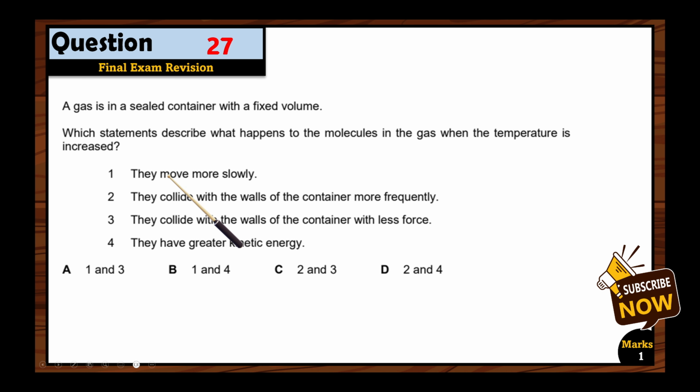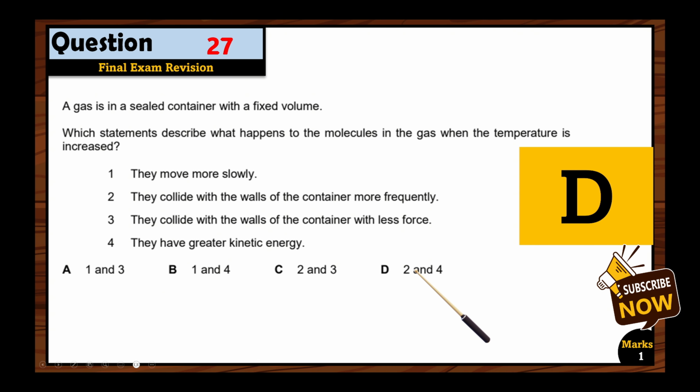Okay. Now let's see number 2. One is wrong. They collide with the walls of the container more frequently. Yes, it's right because the temperature has been increased. So now the particles will move faster, right? So they will collide with the walls of the container. Option 3, they collide with the walls of the container with less force. That's wrong because the particles have more kinetic energy, so they will collide more frequently and with more force. Number 4, they have greater kinetic energy. Yes, whenever you increase the temperature, it will increase the kinetic energy. So option 2 and option 4 are right. They collide with the walls of the container more frequently and they have greater kinetic energy. 2 and 4. Okay, option D is correct.